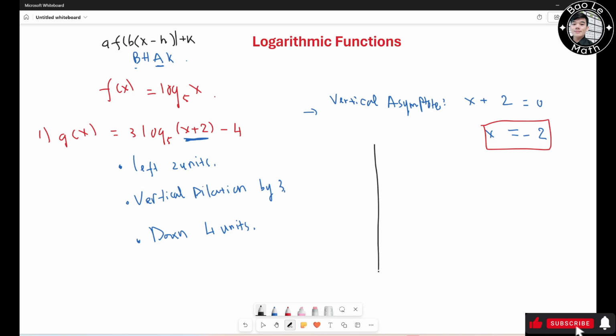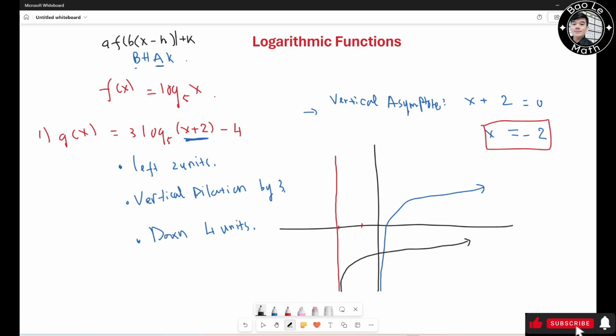Now to wrap this one up, you know that the original function log base 5 of s could look something like this, right? And then the new function right here is going to be a vertical dilation and a translation left 2 units. So you have the vertical asymptote right here at 0, and you move to the left 2 units. So you have a new vertical asymptote right here. And then the function is moving down 4 units and vertical dilation by a factor of 3, so it's going to be something like this.